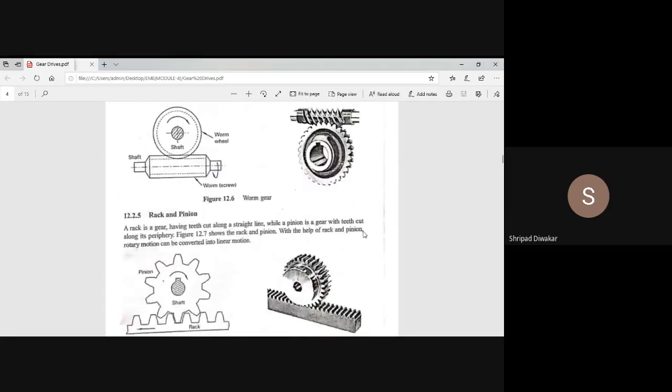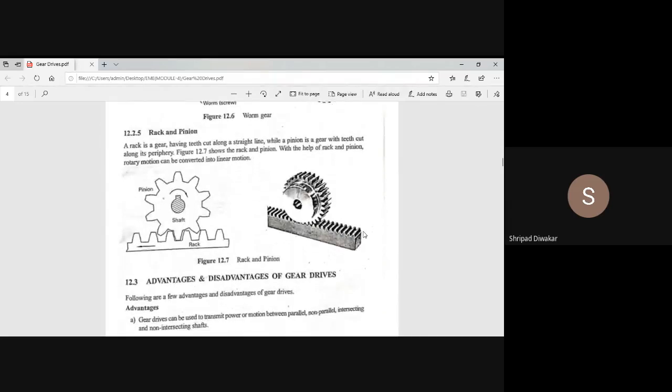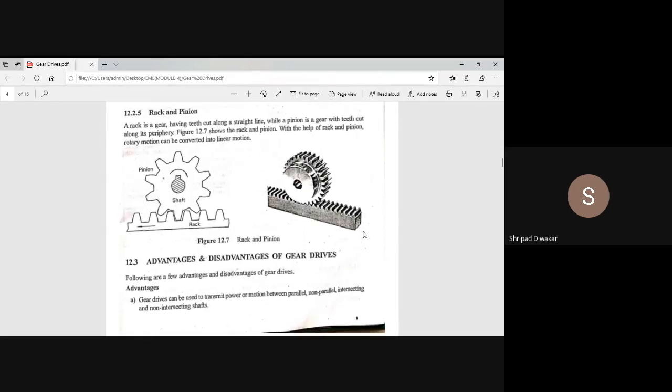Okay, and the last one is the rack and pinion. In rack and pinion, we have one rack, and the pinion is a gear with teeth cut along its periphery. In the rack, the teeth are cut along a straight line. So when this gear rotates, it comes in contact with the rack and drives it, so it moves, and thereby power transmission takes place.